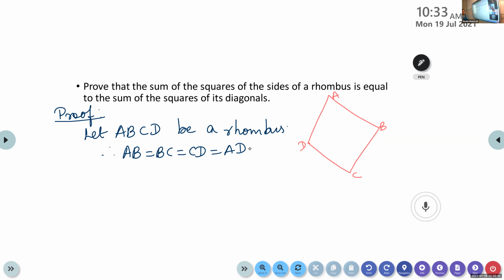Okay, let ABCD be a rhombus. In a rhombus, we know that all the four sides are equal. And what do you know about the diagonals? What do you know about the diagonals of a rhombus?